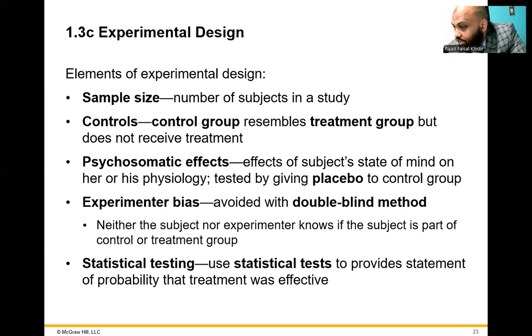So the three groups: let's say this half of the room is going to receive the treatment, the other half is the control, and I am the tester, the experimenter. Double blind means I don't know which group is control and which group is treatment, and you don't know if you are part of the experimental group or the control group. So that's double blind. If double blind is there, then we have eliminated the bias completely.